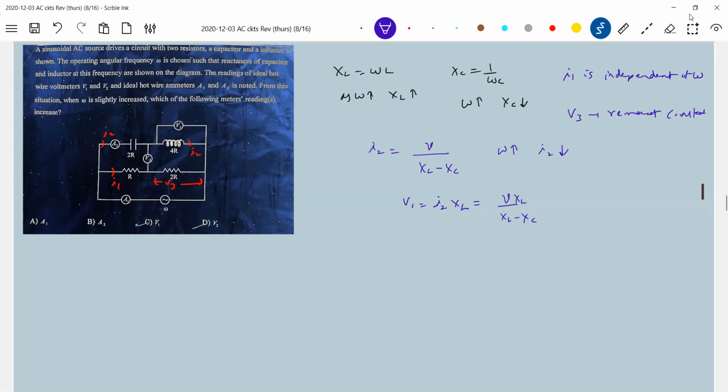Okay, how to? I2 will decrease. Okay, the A2 will decrease. What happened to overall A1? Effective will be, okay, that will also decrease. Then regarding V1 and V2, we can't interpret 1 minus XC by XL.